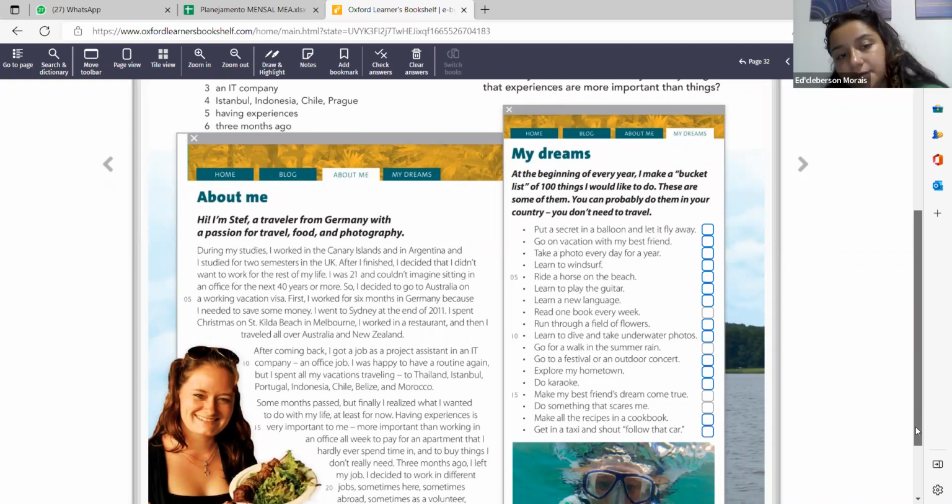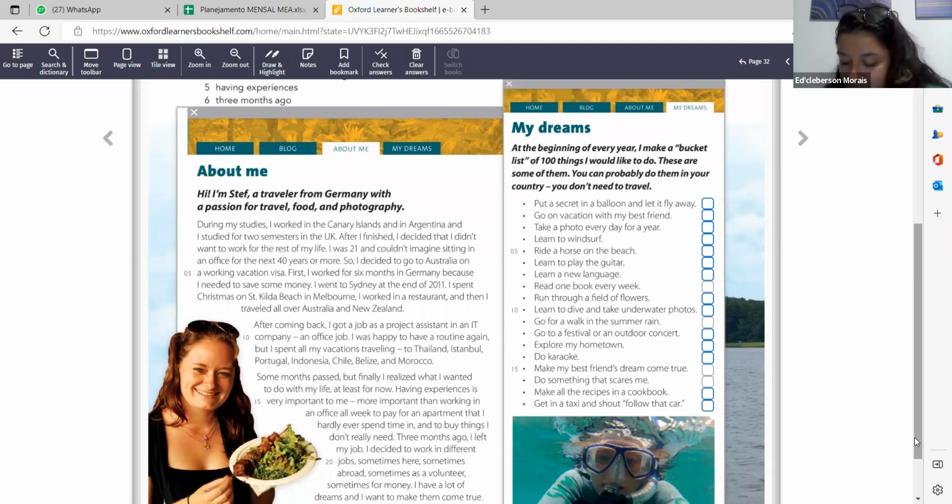You finished? Yes. Me too. So, number one. Put your secret in a balloon and let it fly away. Would you do it? No. No? I think I would. I would be like, call me when you find this balloon. O que eu faria? Como é? Call me when you find this balloon. Ah, sim.